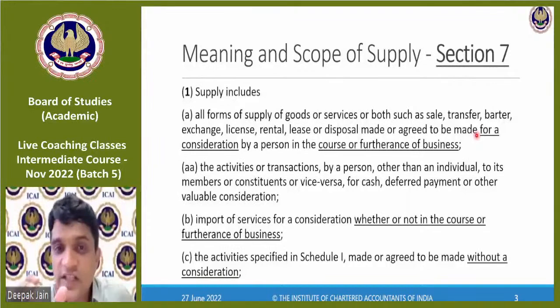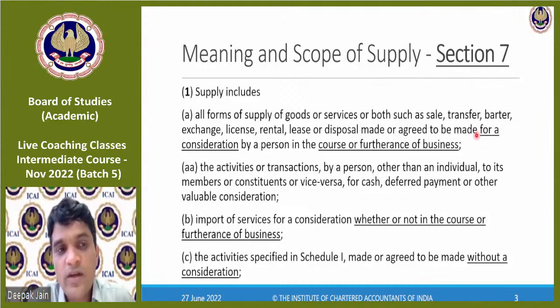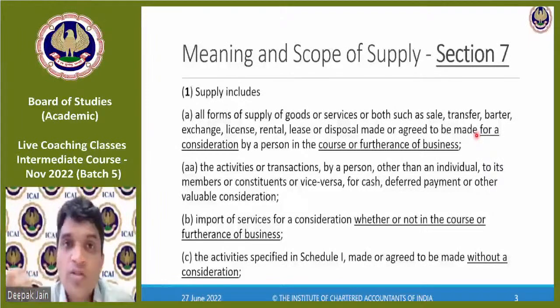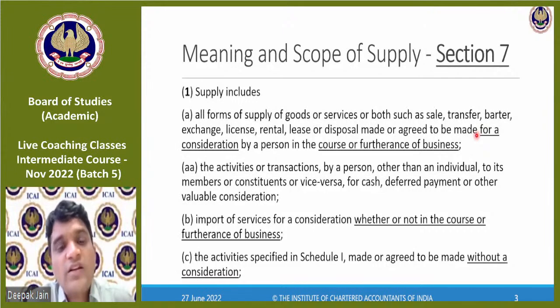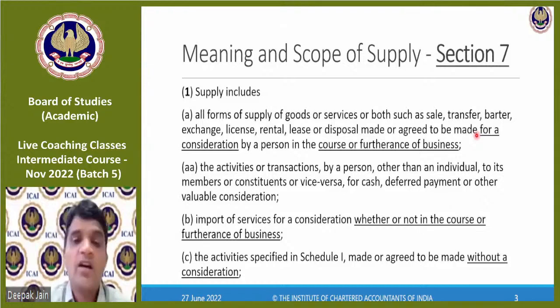Any of these 8 things which is made or agreed to be made for a consideration by a person in the course or furtherance of business. The first part is covering most of the elements on which GST will get attracted. It includes all forms of supply, and they have defined specific 8 terms. What are the meanings of these 8 different terms? How is one different from another? We'll read through subsequently. But understand that supply includes all forms of supply, and it includes the specific 8 terms. And it is made or agreed to be made.